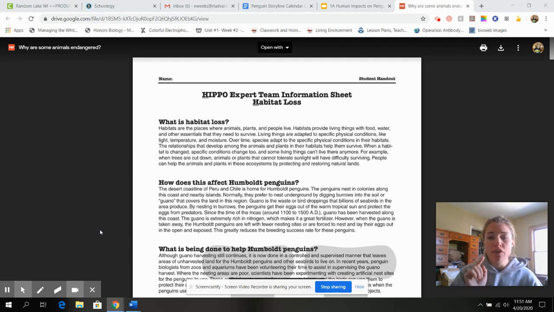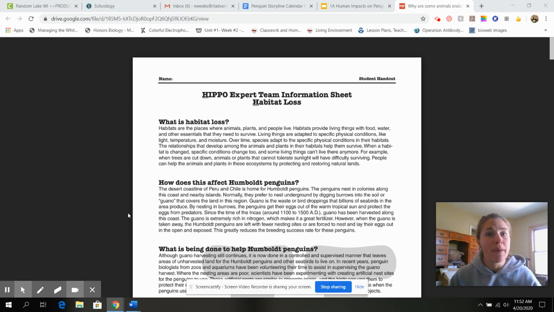Last class, you should have browsed through this document that we have here. I'm just going to touch on some of the key points from this that you are going to use for your little mini research project. When we're talking about environmental impacts, we like to use the term HIPPO. What that stands for is habitat loss. One main thing that can affect organisms' ability to survive in an area is habitat loss.